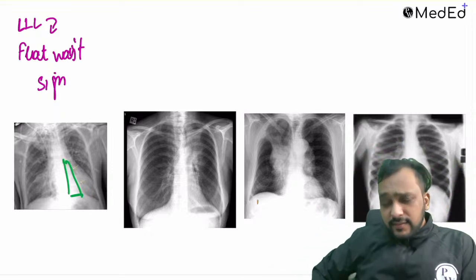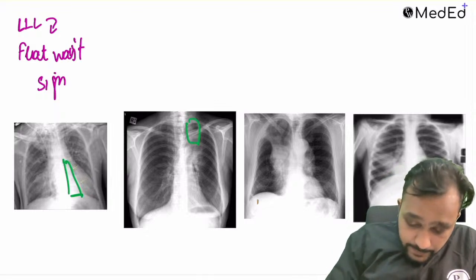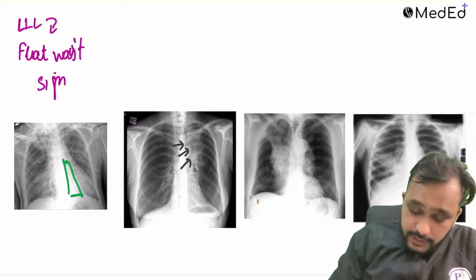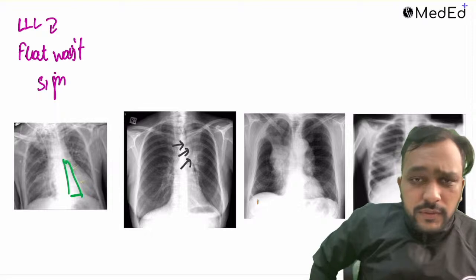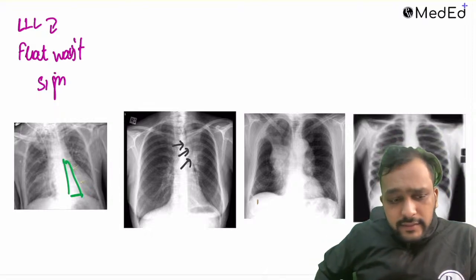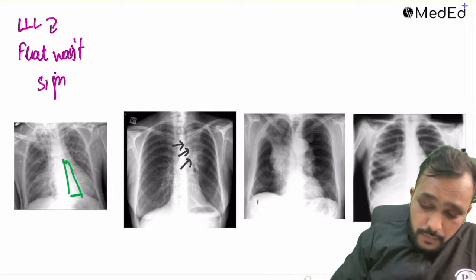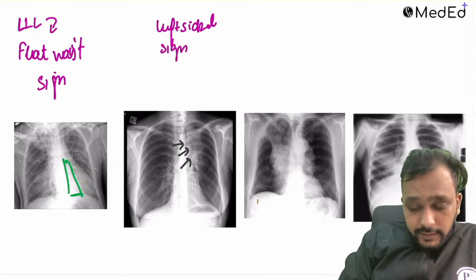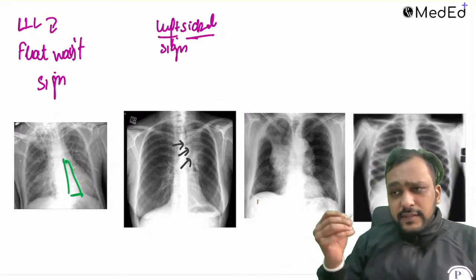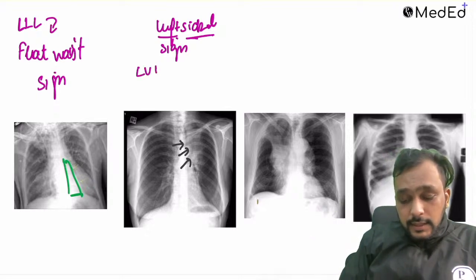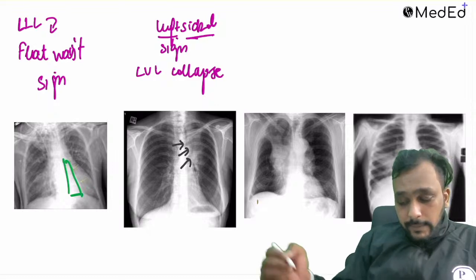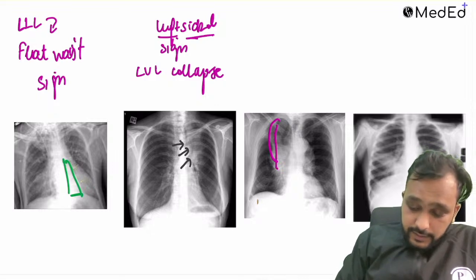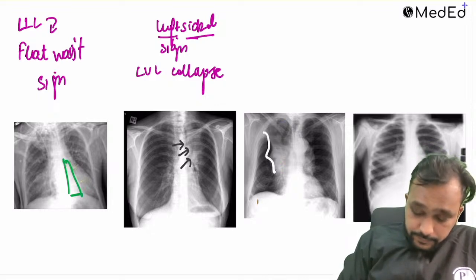If a homogeneous opacity is seen in the left upper zone, and we can also see an area of lucency around the arch of aorta, an area of lucency can be seen around the arch of aorta. So this is an arc-shaped radiopacity, and this is known as Luftsichel sign, where Luft means air and Sichel means sickle shape. This Luftsichel sign is seen in a patient with left upper lobe collapse.